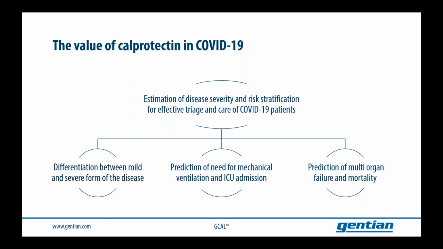Calprotectin has been shown in several studies as a good discriminator between mild and severe form of COVID-19 disease. Calprotectin was also shown to be able to predict need for mechanical ventilation and ICU admission, as well as to predict multi-organ failure and mortality.